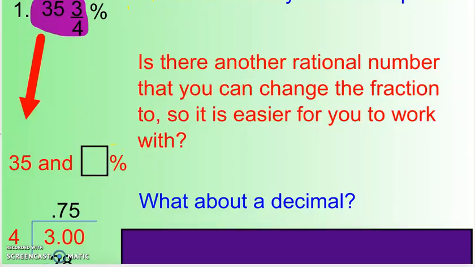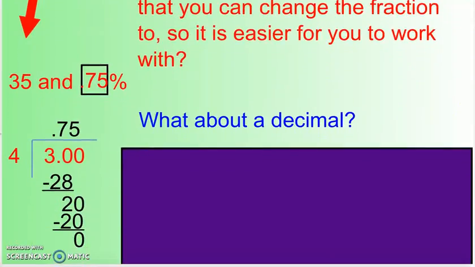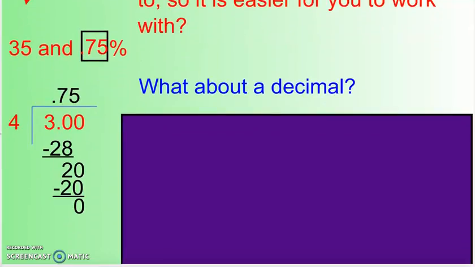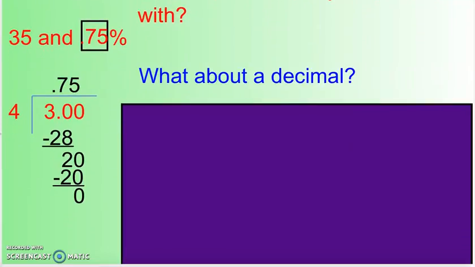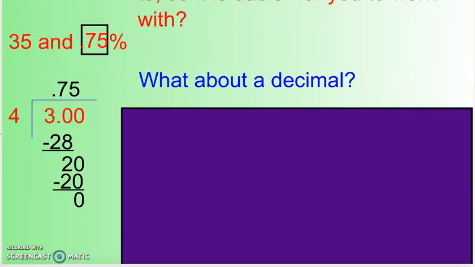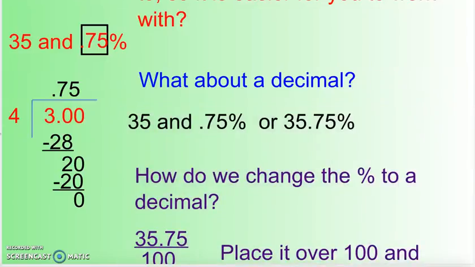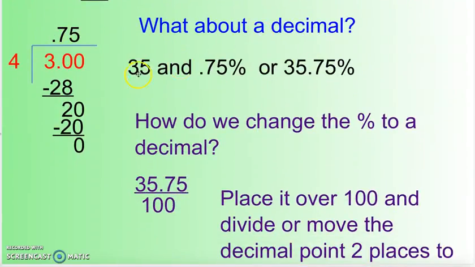And so now I have 35 and 0.75%. So I got the decimal part. I wrote it in as a decimal, but it's still a percent. It's not an actual decimal. It's not in decimal form until I divide by 100. So let's look at, I have 35 and 0.75%. Another way to write that is 35.75%.